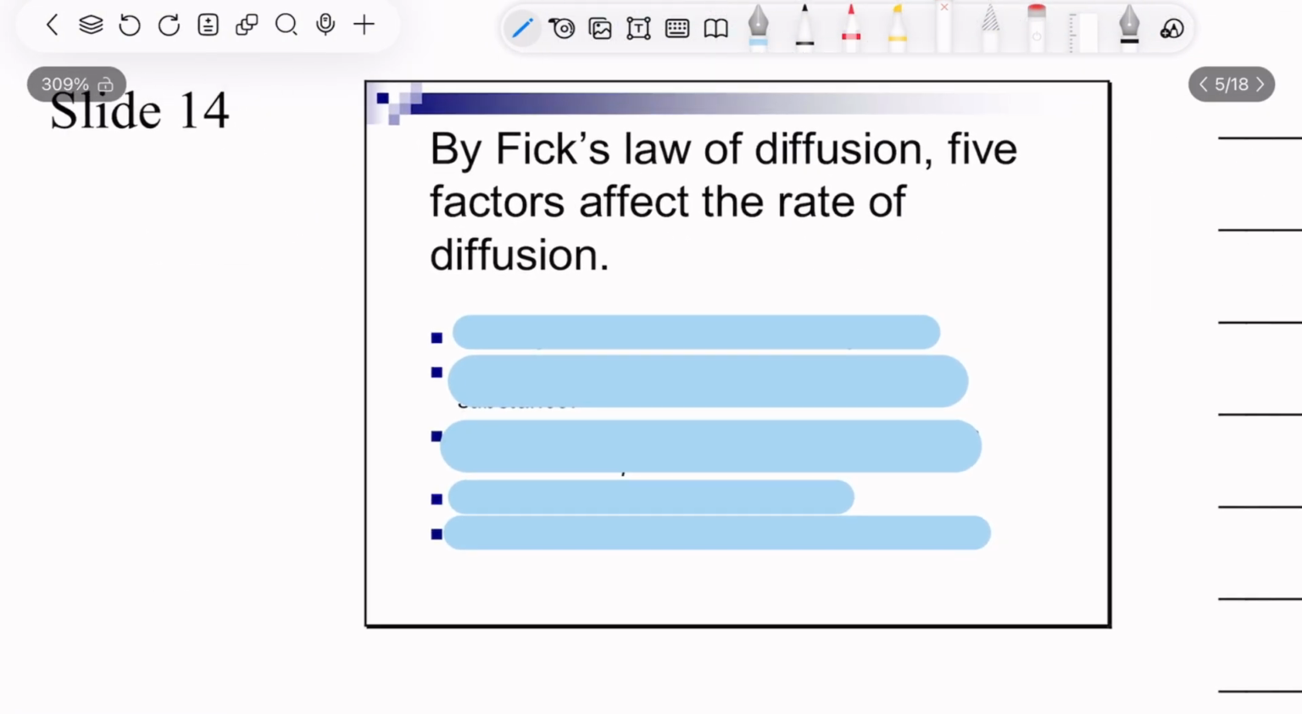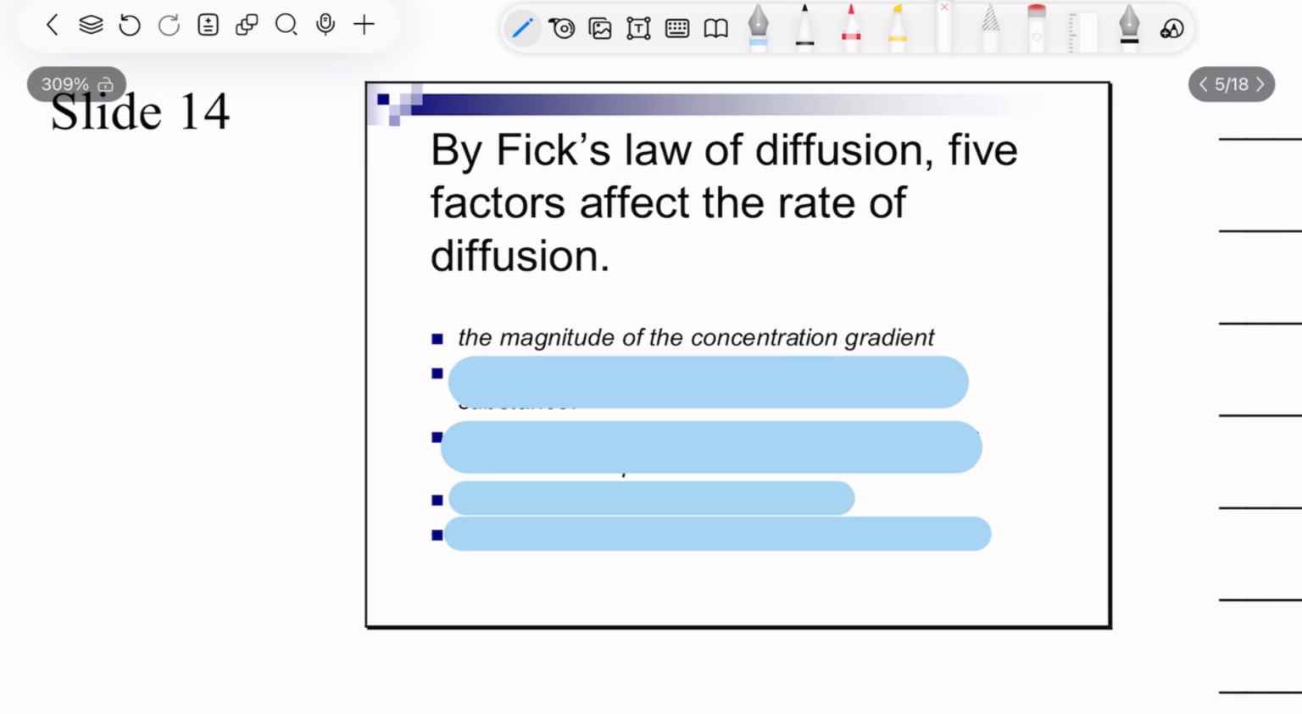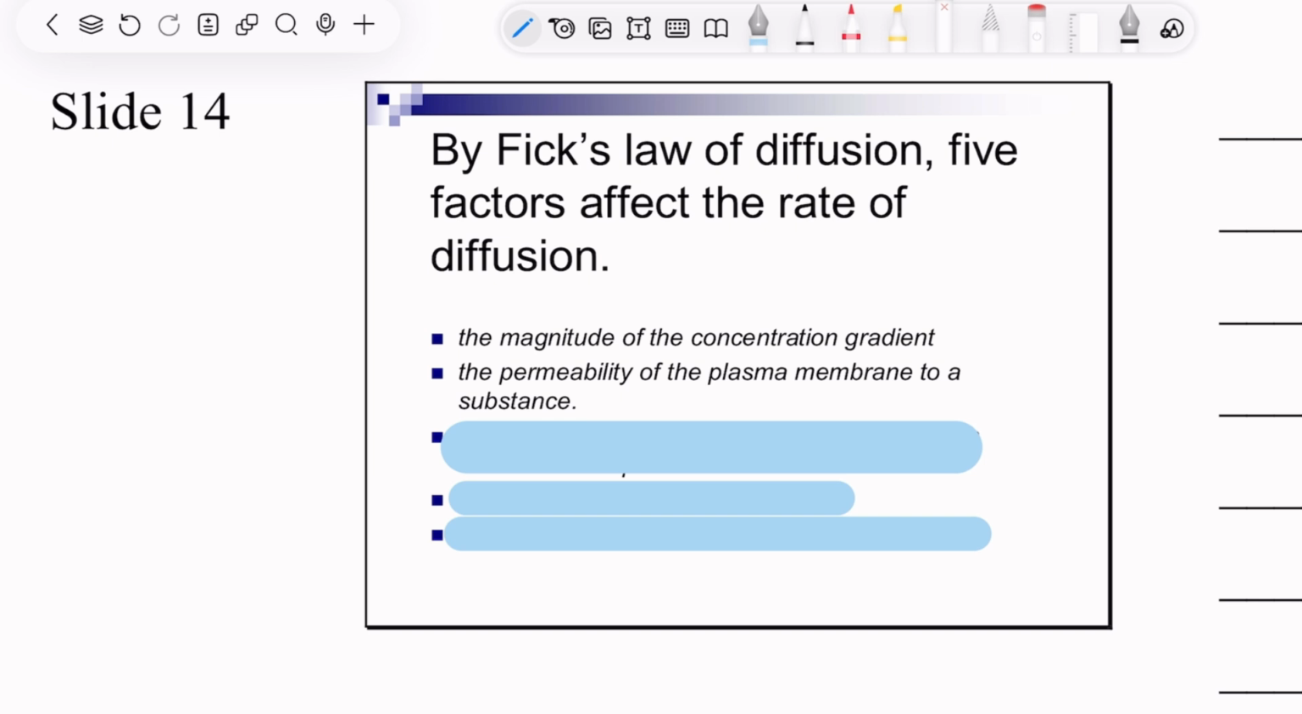By Fick's law of diffusion, five factors affect the rate of diffusion. One is the magnitude of the concentration gradient. So the larger the difference in the concentration between two areas, the faster the rate of diffusion. Two, the permeability of the plasma membrane to a substance. So if the membrane allows the substance to pass through easily, like with higher permeability, diffusion occurs more rapidly.